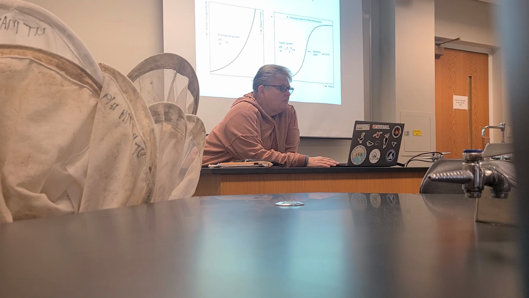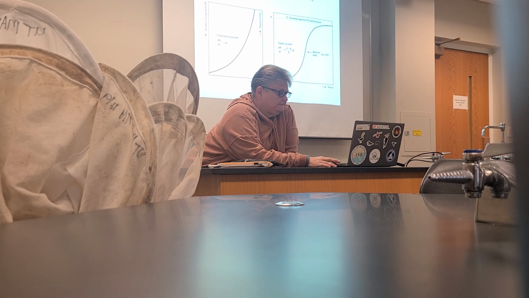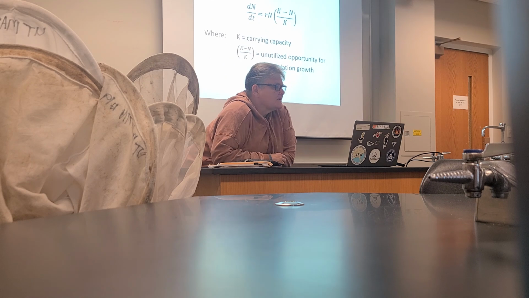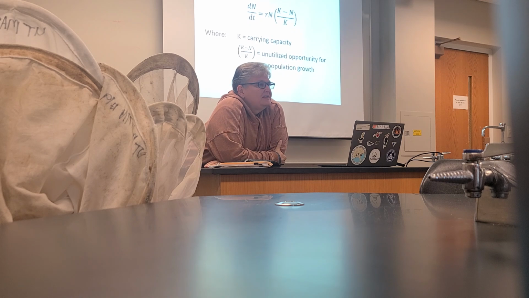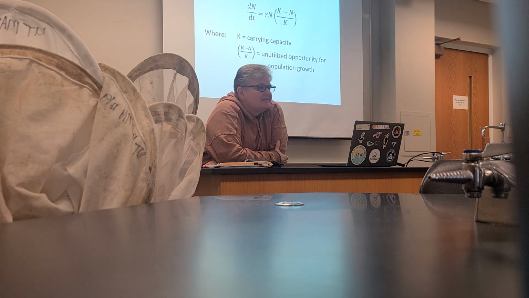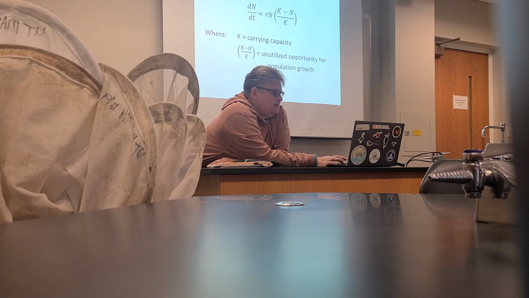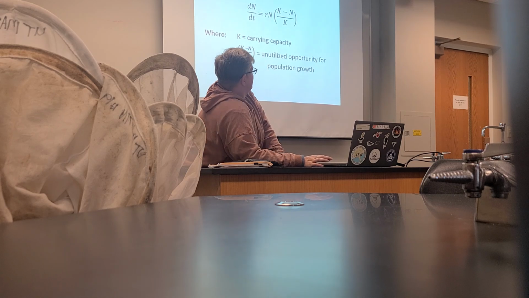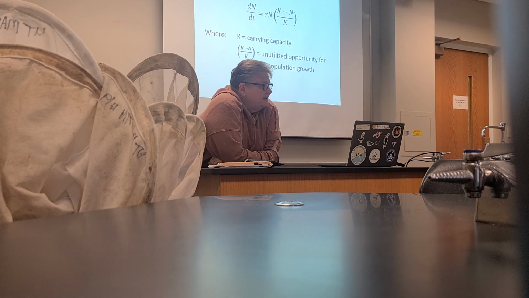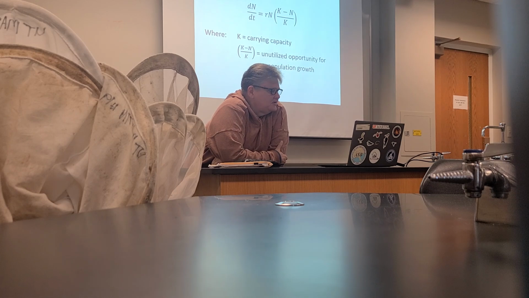Okay, so let's go back and look at the formula a little bit more closely. So here's our logistic growth formula at the top. I've already shown it to you once, so I know you've got it memorized already. There it is again for us. And it's defining the different pieces a little bit more clearly. So K is carrying capacity, and then K minus N divided by K. Okay. That is the unutilized opportunity for population growth.